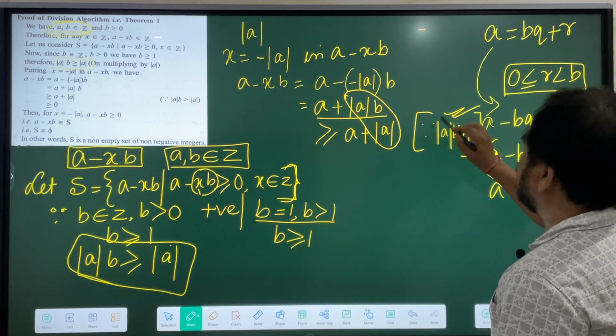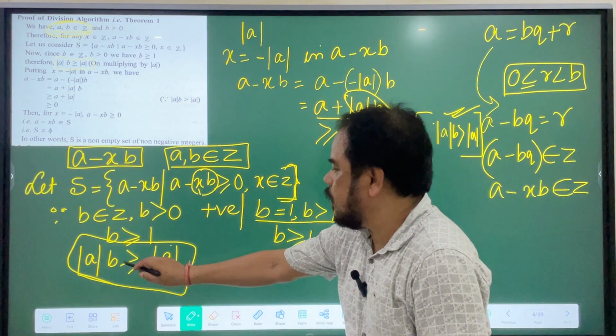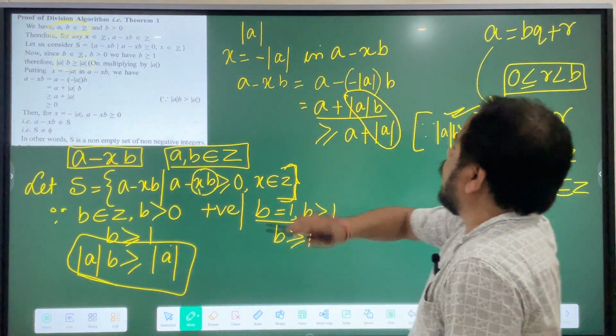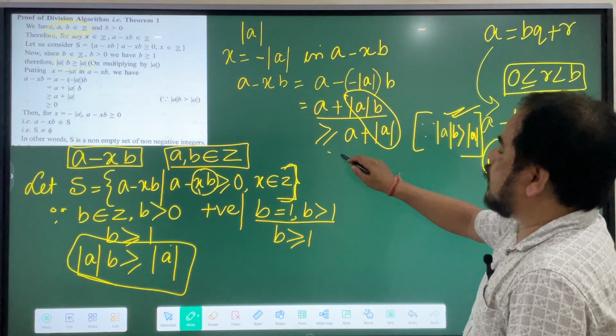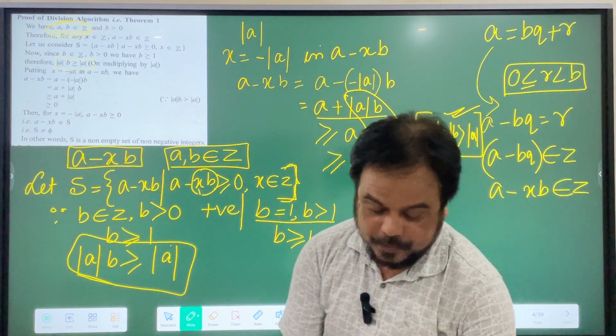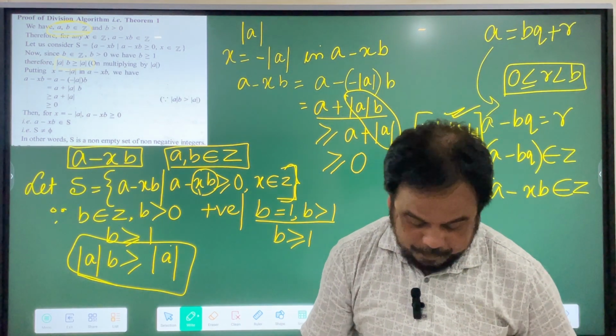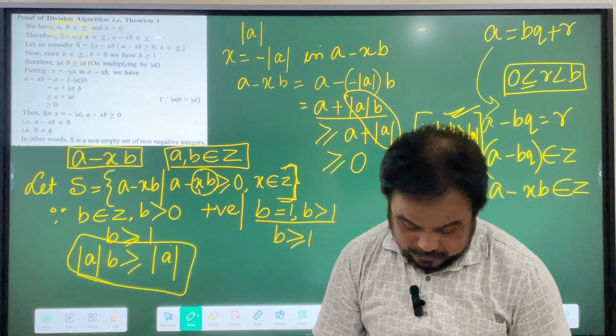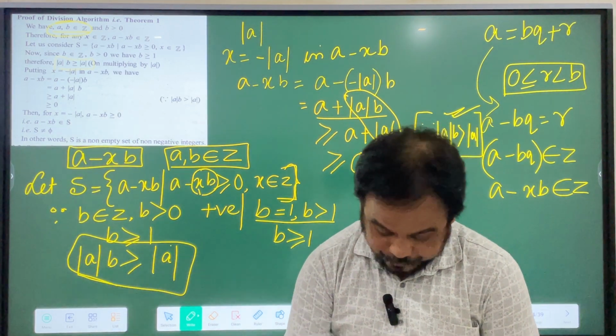Now this one and this one, if you are already done, I already explained it. Now, it is greater than or equal to 0. Why is it 0? Mod A plus A is greater than or equal to 0.